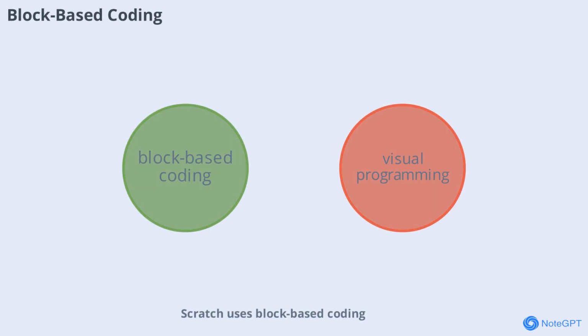Scratch uses block-based coding, which means you build your programs by snapping together colorful blocks. Each block represents a command or action, like moving a sprite or playing a sound. This approach makes coding more visual and less intimidating, especially for beginners. You don't have to worry about syntax errors or memorizing commands. Instead, you can focus on logic and creativity. Block-based coding is a great way to learn the fundamentals of programming in a fun and interactive way.